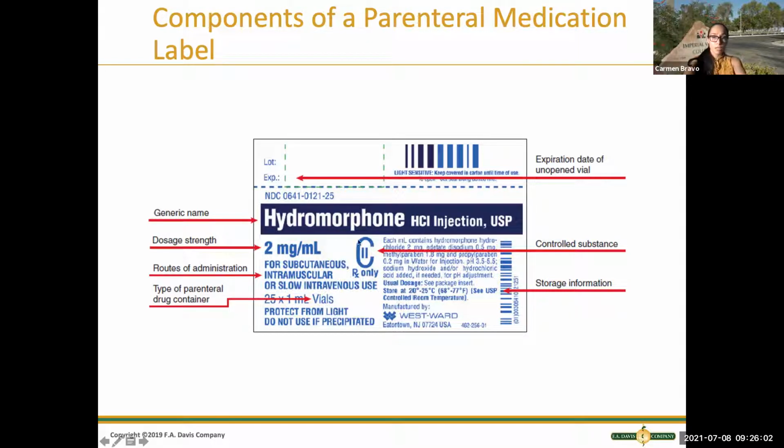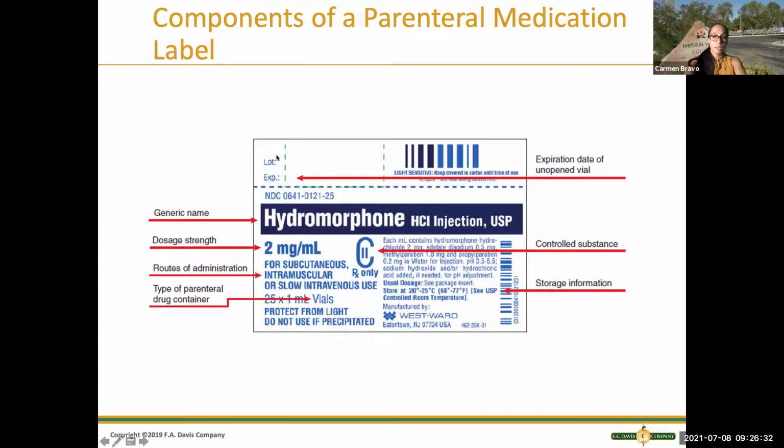And then we see here that it's a controlled substance, schedule 2. So this is a high alert, right? This is a type of medication that we know we have to be careful with, because there is a high chance that the patients can become dependent on this medication. So we have to be careful. Storage information here on the bottom says it needs to be stored at, I think I can read, 68 to 77 Fahrenheit, and it also gives you Celsius.